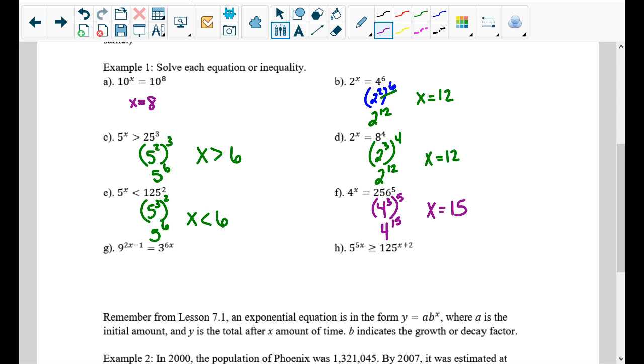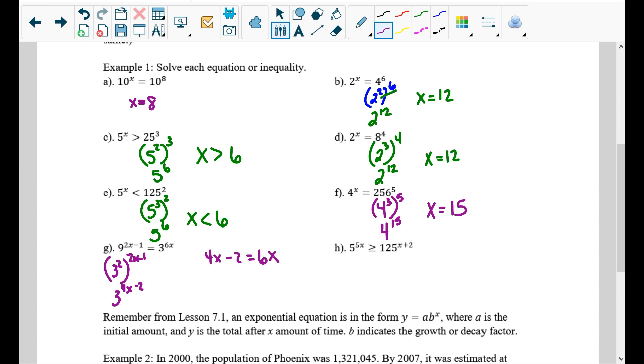Now again, we can have anything in our exponents. So here we have some expressions as exponents. Same idea though. 9 is just 3 squared, so 3 squared taken to the 2x minus 1. Again, just multiplying these exponents together. So 2 times 2x gives me 4x. And 2 times negative 1 is negative 2. So 4x minus 2 is going to equal the 6x.